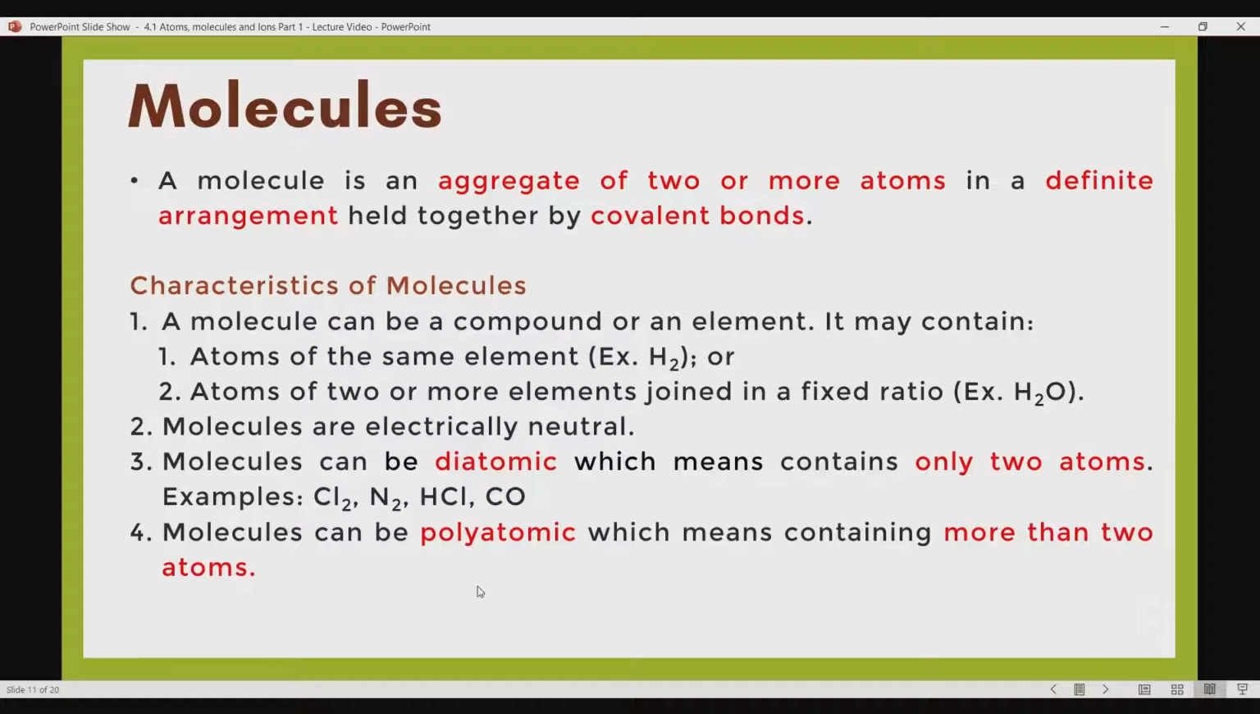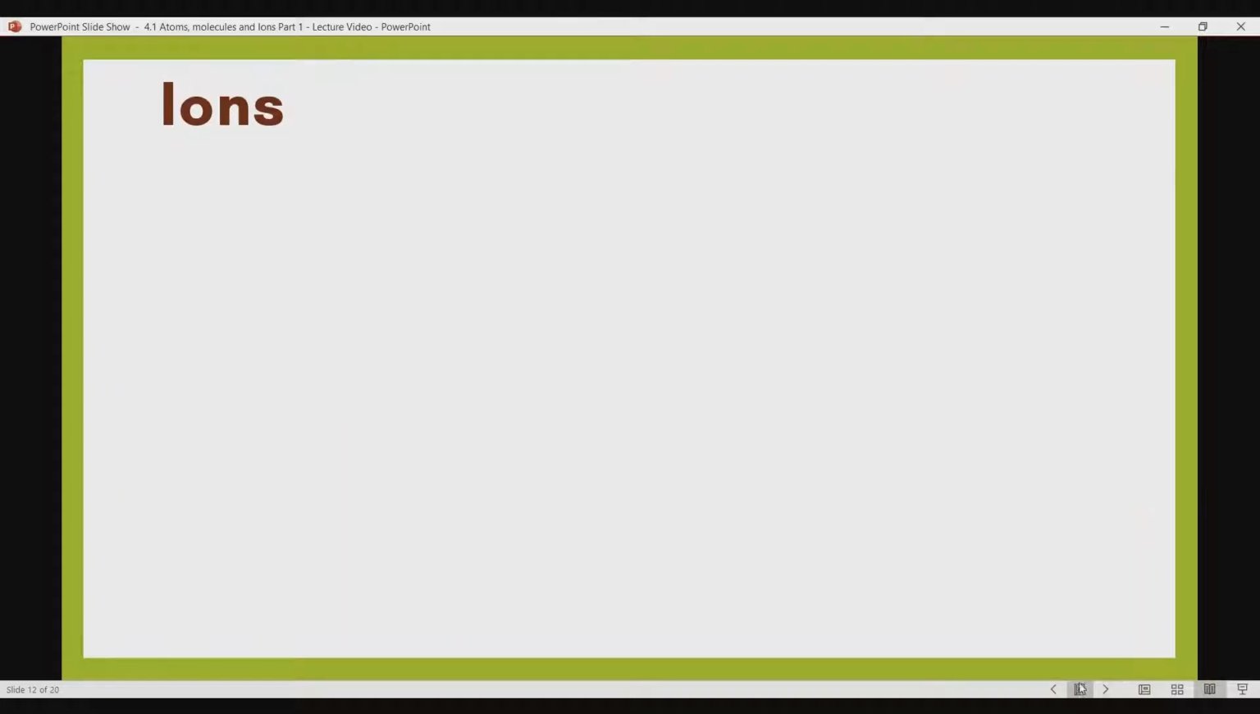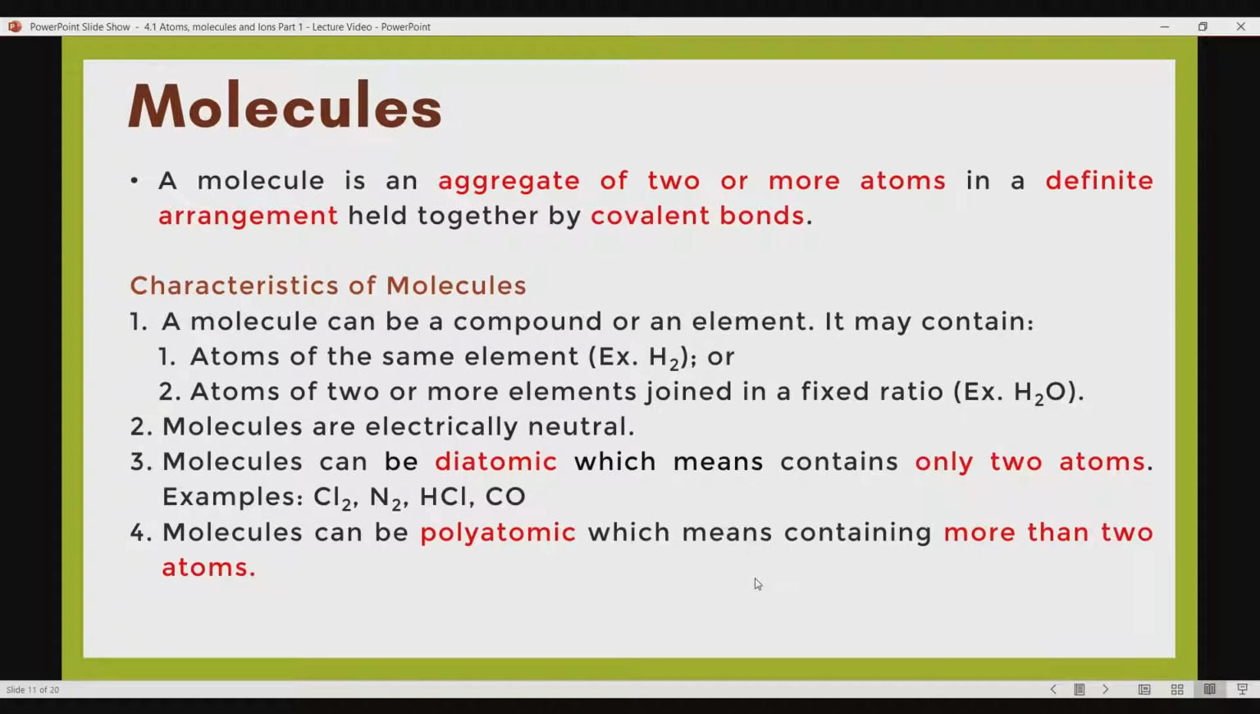Siyempre, kung may diatomic, meron din polyatomic. As the prefix suggests, poly, that means more than two atoms. Examples are, say for example, molecules with more than two atoms. Ito, H2O, more than two. Tatlo yan eh. Dalawang H, isang O, so tatlo, more than two. Polyatomic. Ano pa ba? Meron pa NH4, CO2, other complex molecules, so on and so forth. Okay?